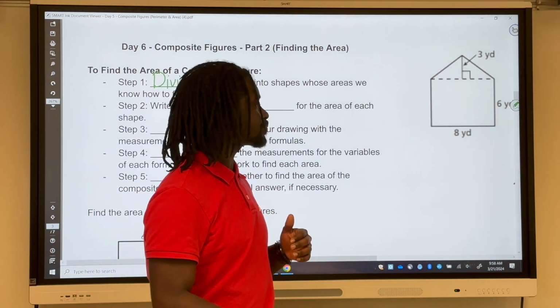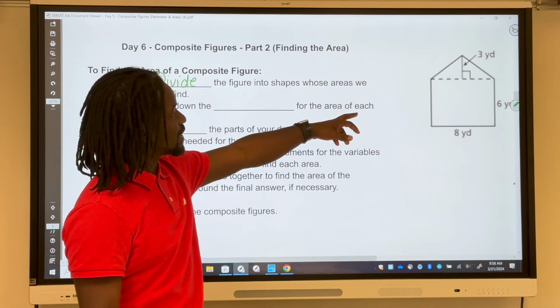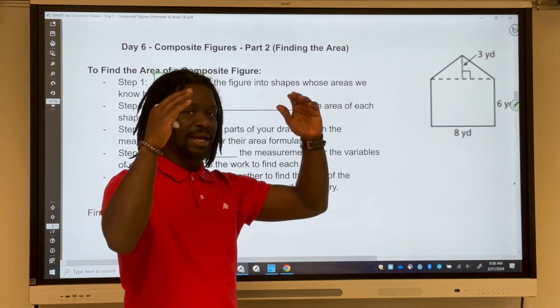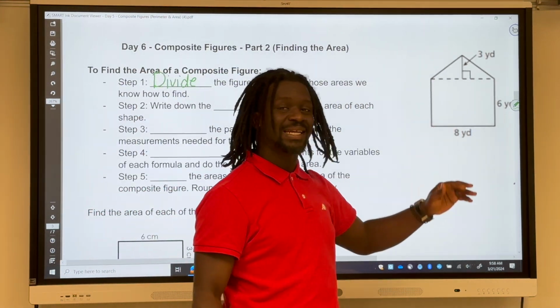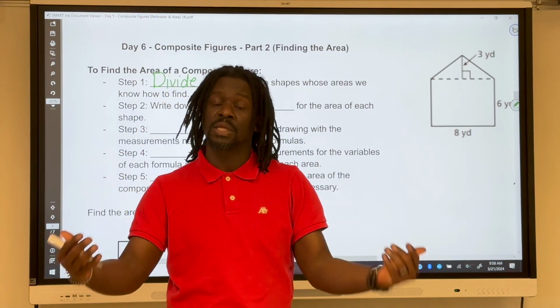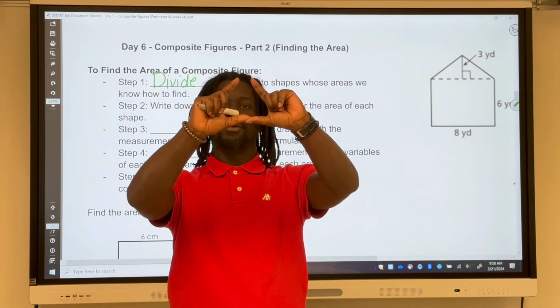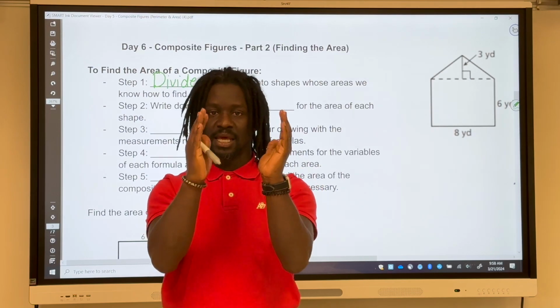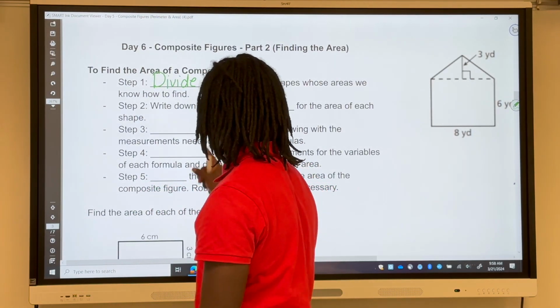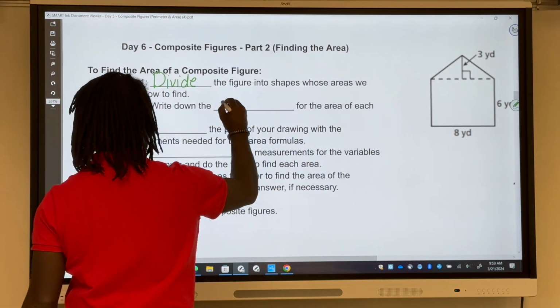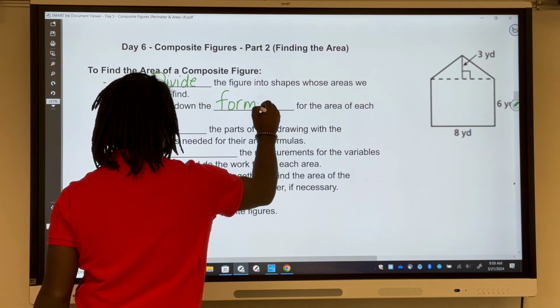All right, so step number 1 is to divide the figure into smaller shapes. Okay, and so if I have something that looks like this house shape, I am going to divide it into 2 shapes that I do know the area for. So I'm going to divide it into a triangle and then a square or a rectangle at the bottom. That's step 1.